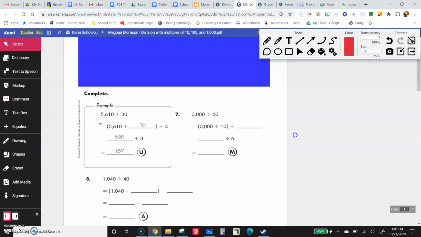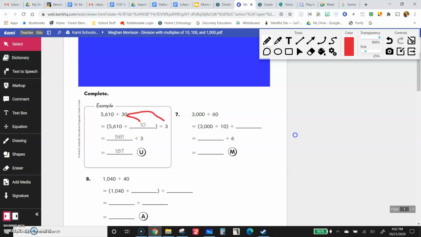All right, so we're dividing a number by 30. So 30 is a multiple of 10, right? 10, 20, 30. So that's going to be important. They're saying, okay, 5,610 divided by 10, then divided by 3, because 30 can be broken up into 10 times 3, and I can divide it separately. So I can divide by 10 and then divide by 3.